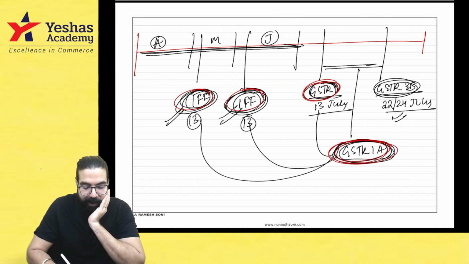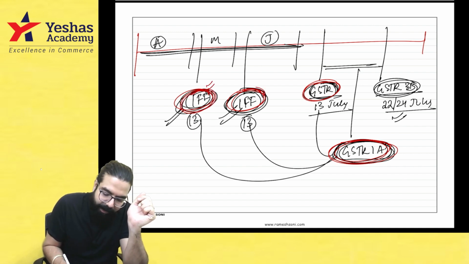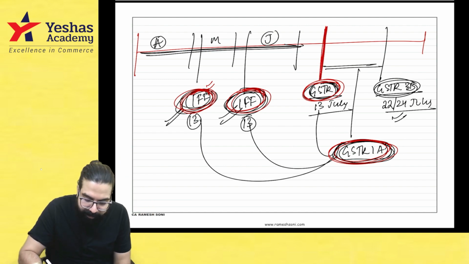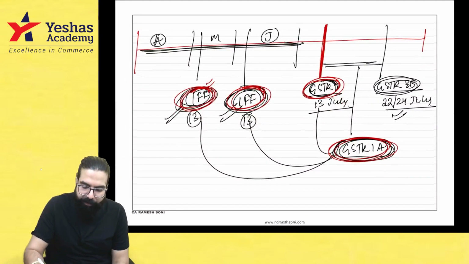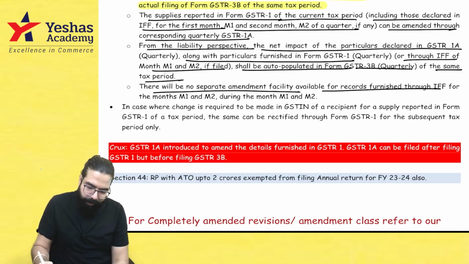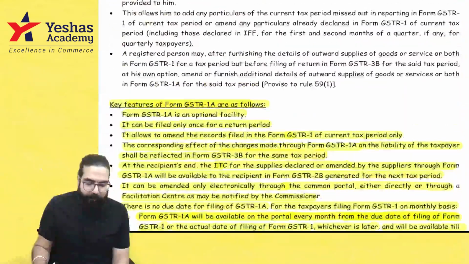Sir, specifically after filing IFF, there is no IFF 1A. If you have missed anything here, here or here, you can file GSTR 1A, which is after GSTR 1 but before filing your GSTR 3B. That's all they have told. GSTR 1A introduced. Okay, sir. Very, very important from the exam point of view.